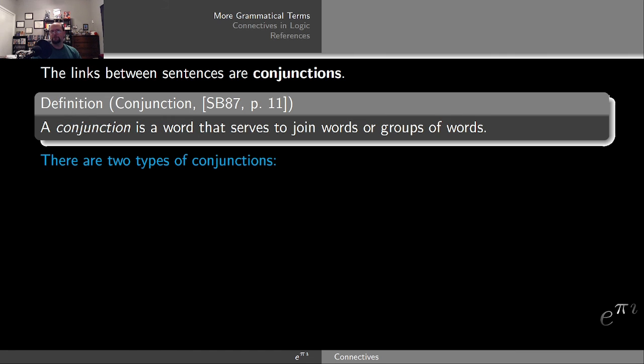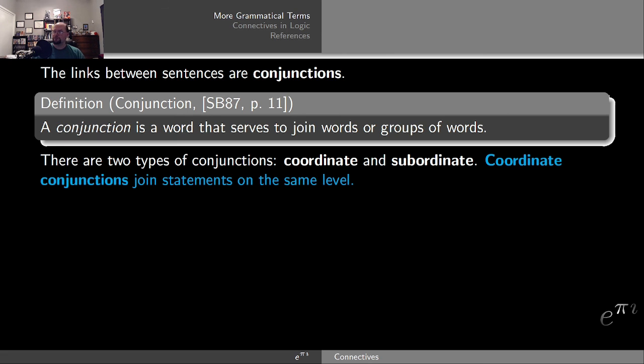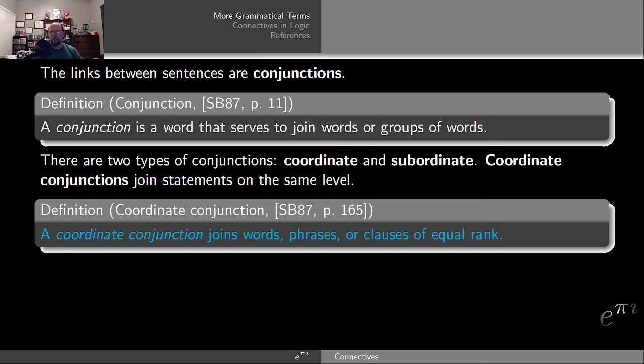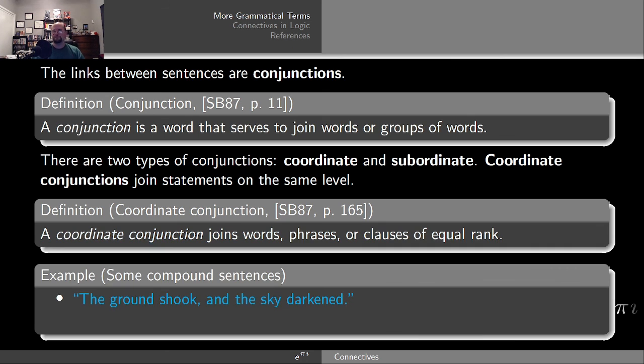Now, there are two types of conjunctions that are going to be considered. You have coordinate conjunctions and subordinate conjunctions. Coordinate conjunctions join statements that are on the same level, basically of the same type. To be precise, a coordinate conjunction joins words, phrases, or clauses of equal rank. For instance, the ground shook and the sky darkened. The ground shook is an independent clause, the sky darkened is also an independent clause, and the word and is joining them together since they're both independent clauses. They essentially are on the same level with each other.